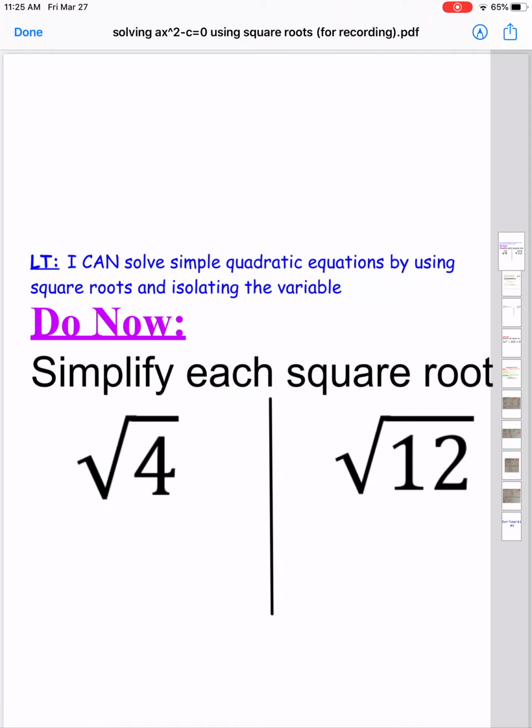to solve our equations. So you can see that our do now is just asking us to review what we did in Unit 1 with square roots. So I'd like you right now to pause the video and try to answer these 2 questions on a separate piece of paper.